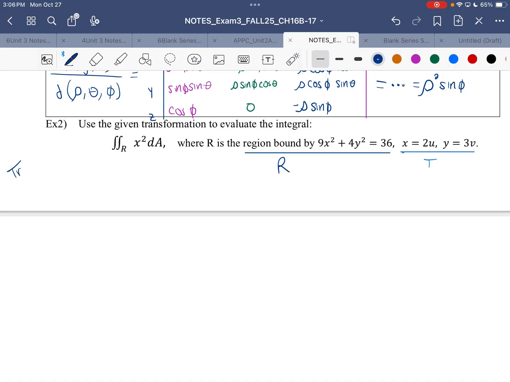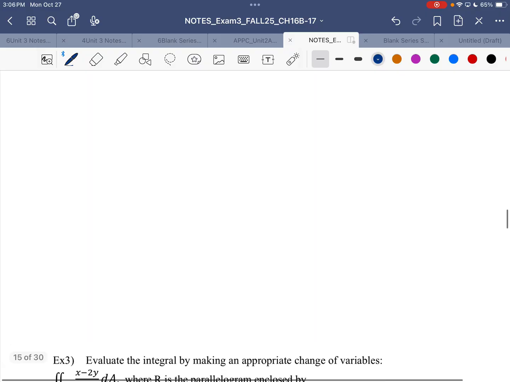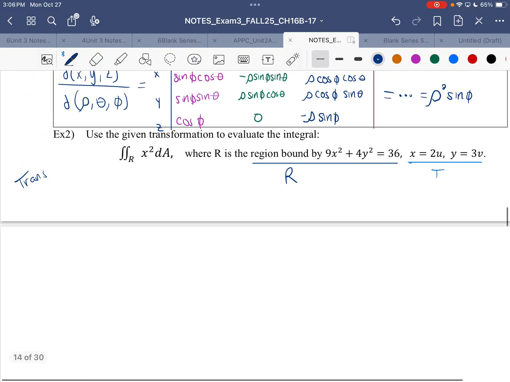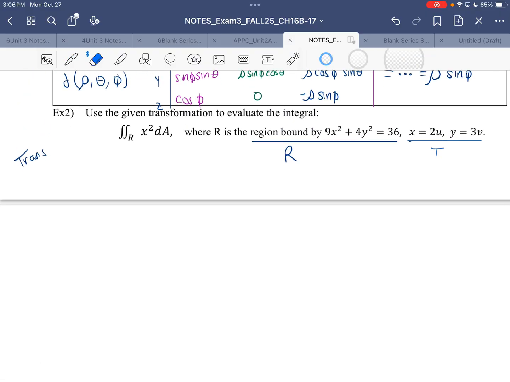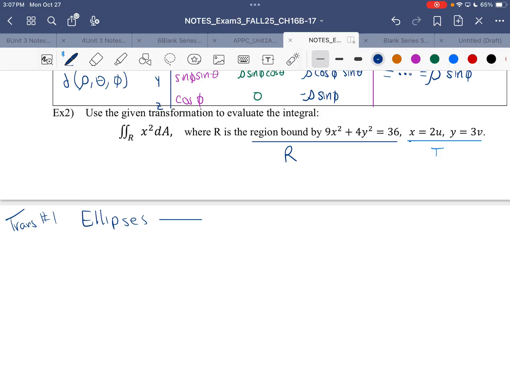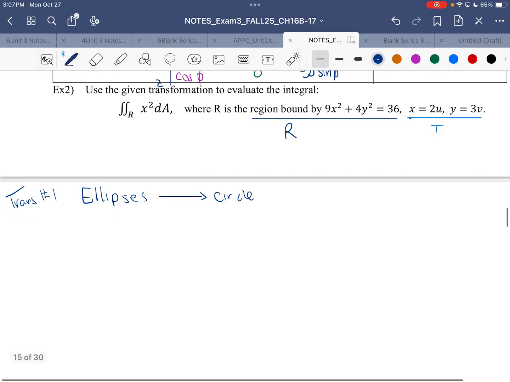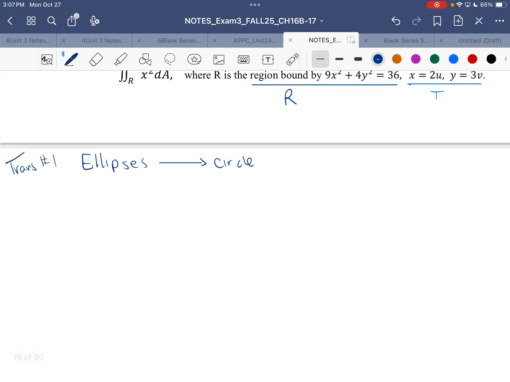I wonder if I can fit this in this page. I probably have enough room to go to the next page. Okay, so doing transformation number 1. Going from the ellipse, what do you think I'm trying to transform this to? A circle. I need the Jacobian.